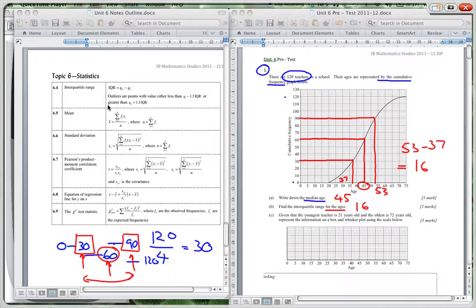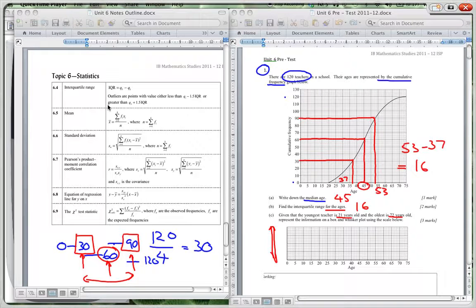And it says, given that the youngest teacher is 21 years old and the oldest is 72 years old, represent the information on a box and whisker plot using the scale below. So in this, we don't need to worry too much about how wide we make this. There's no scale on the vertical axis. The scale is all on the horizontal axis.